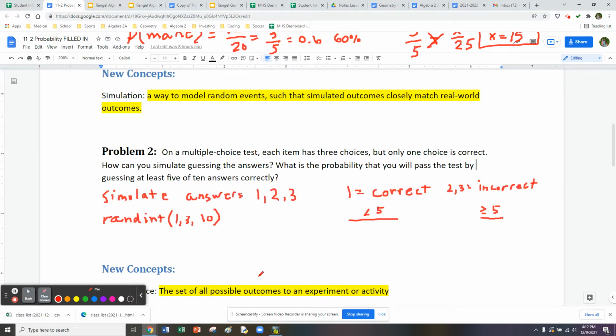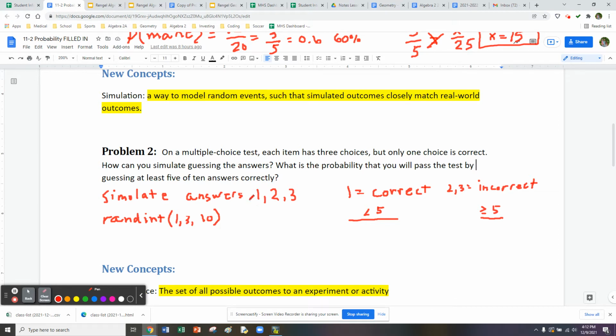So in problem 2, we are going to simulate guessing answers on a test and then see what the probability would be that we would pass the test by getting more than 5 correct. On a multiple choice test, each question has 3 choices, but only one choice is correct. How can you simulate guessing the answers? And then what is the probability that you will pass the test by guessing at least 5 of 10 answers correctly?